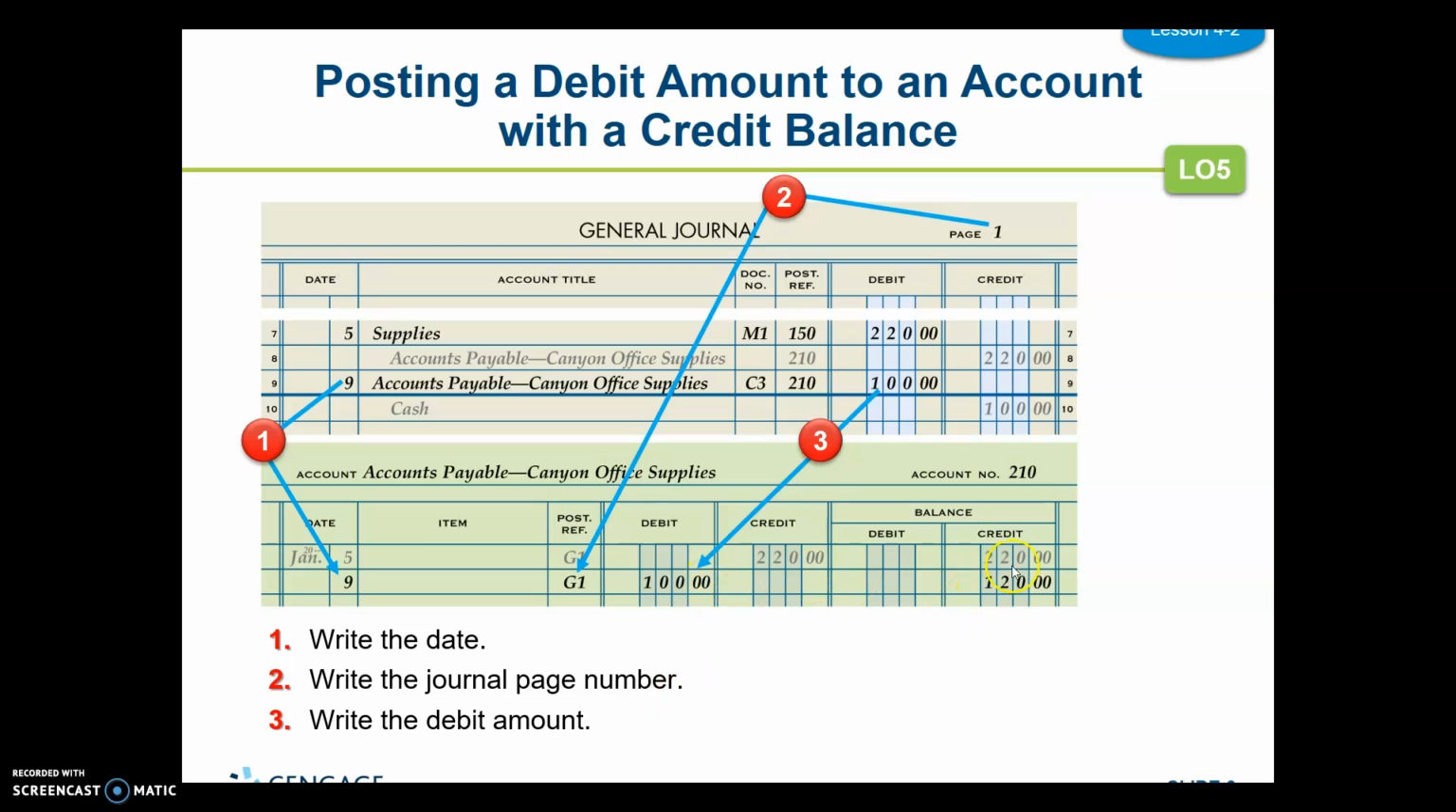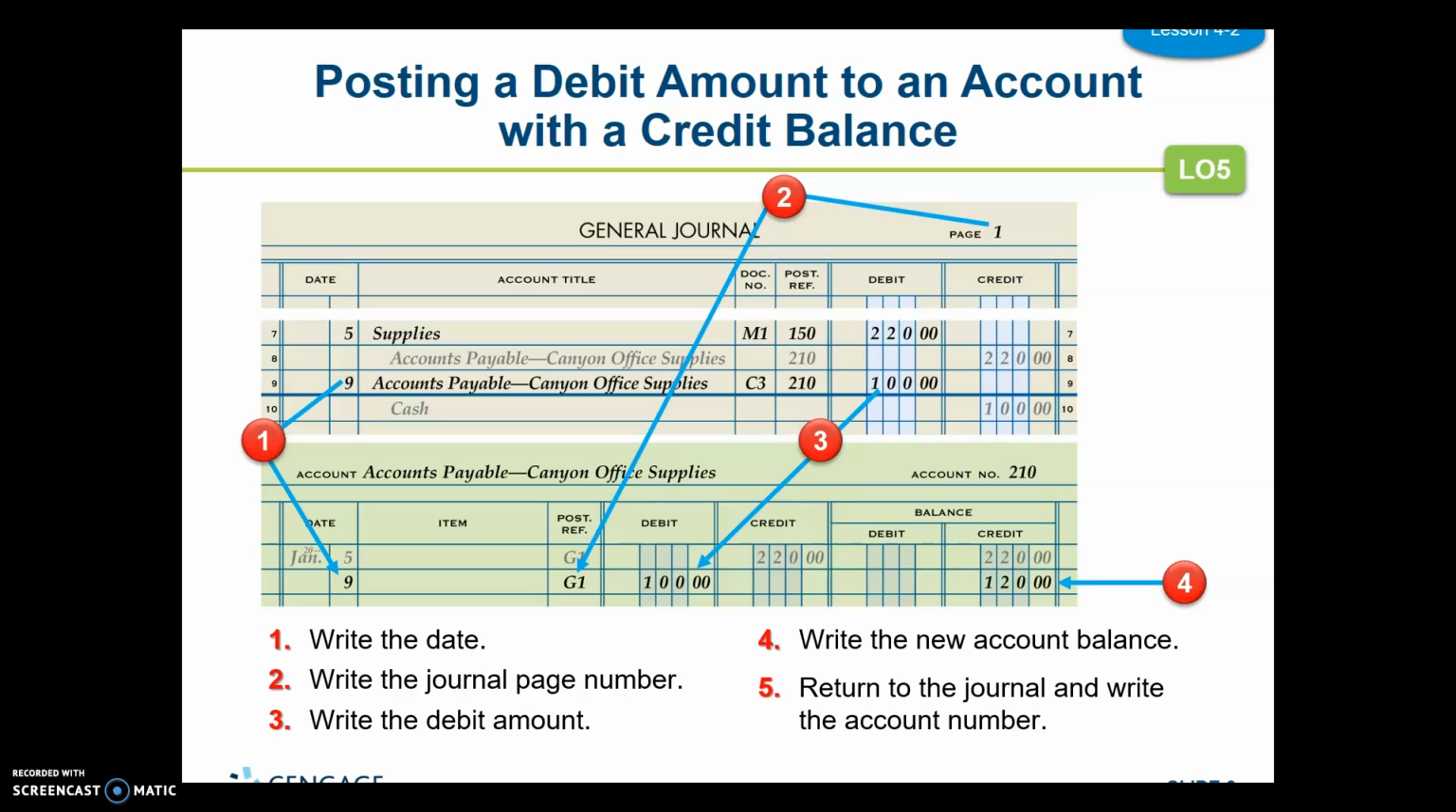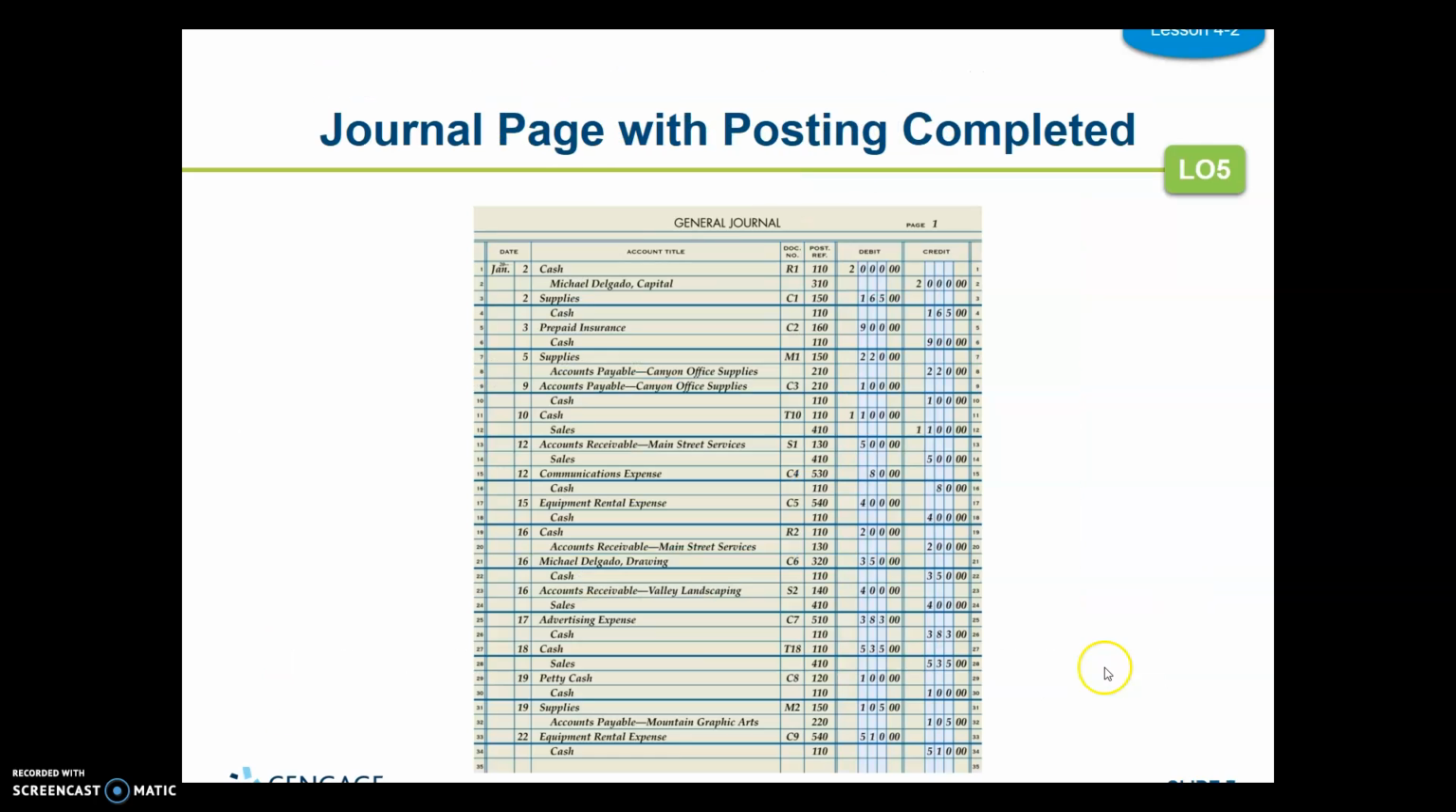So what does this mean? We have a credit balance of $220 up here, but now we have a $100 debit. So we write the new account balance by subtracting this time. 220 minus the $100 debit equals a credit of 120. Like opposites attract, opposites subtract. If the balance is a credit here, but our entry is a debit, we subtract. If it's the same, then we would add. Lastly, we take the 210 and we plug it into the post reference to show we posted it.